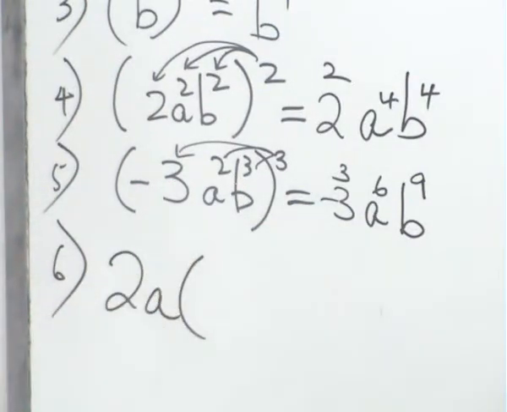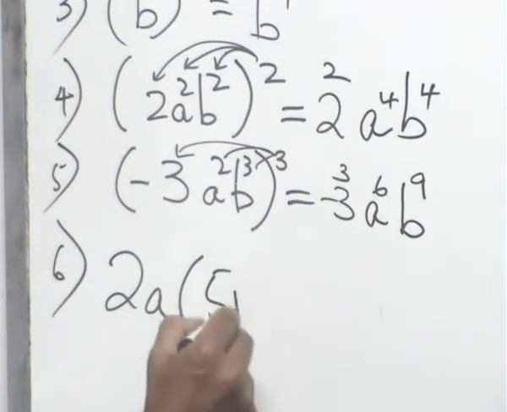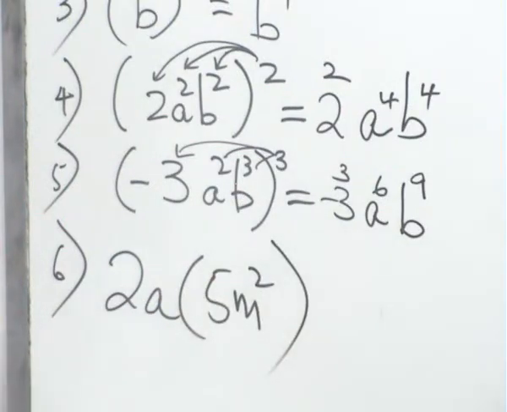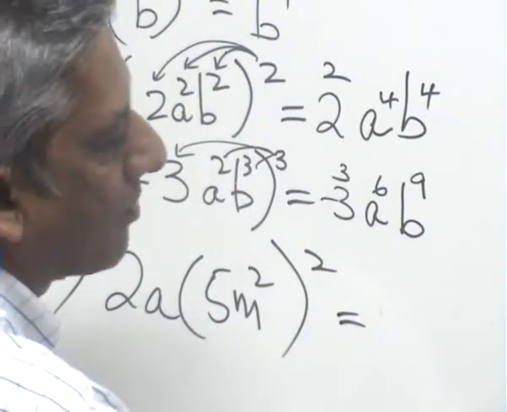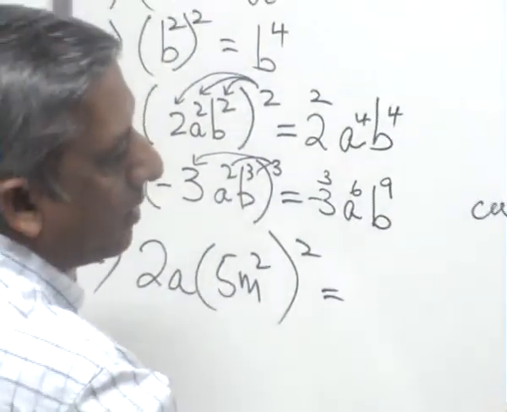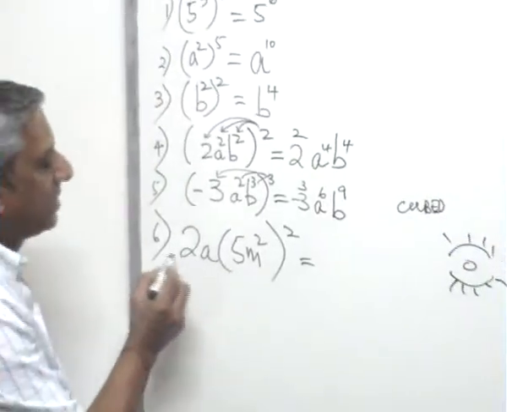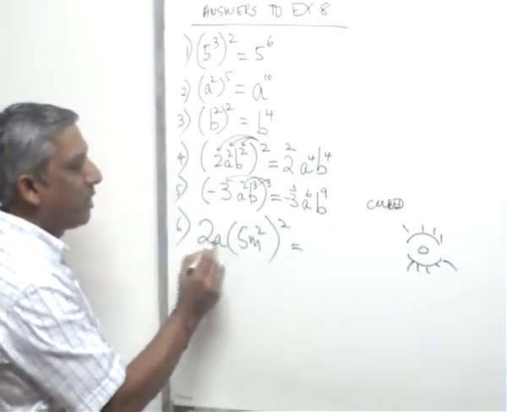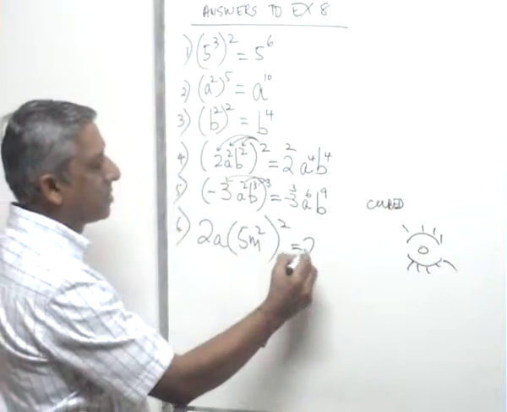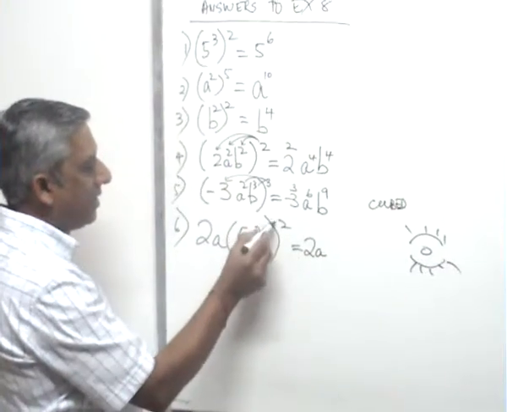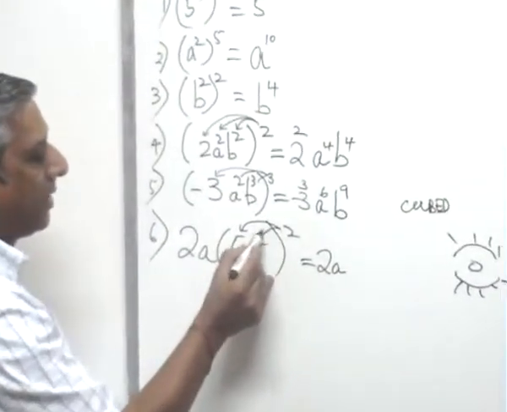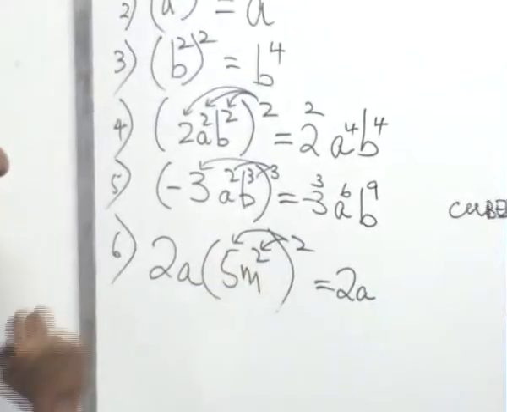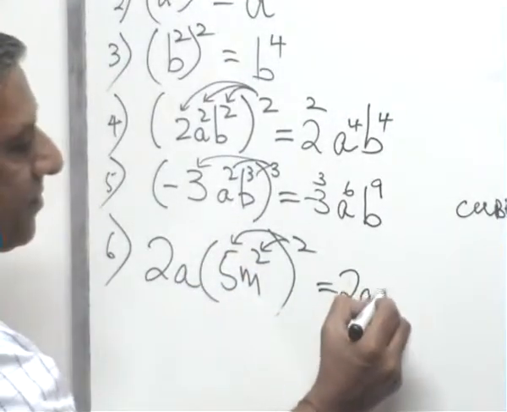2a, open bracket, 5m squared, close bracket, to the index 2. Now, when you study this example carefully, like I told you earlier on, you must have good eyes in maths. So, you can see that this is not affected by the power to power rule at all. So, this is 2a, just like that. Then the 5, and that power goes to 5. So, it will be 5.